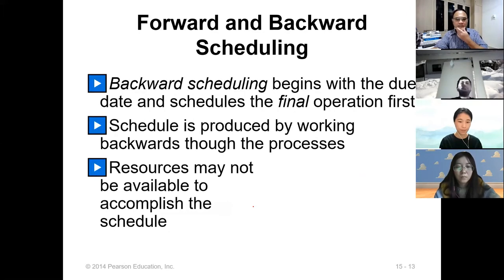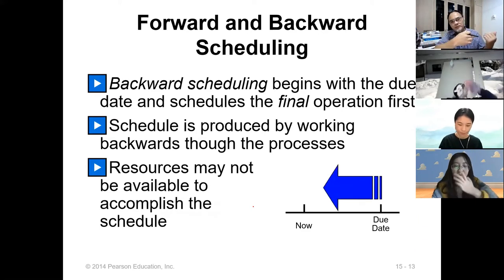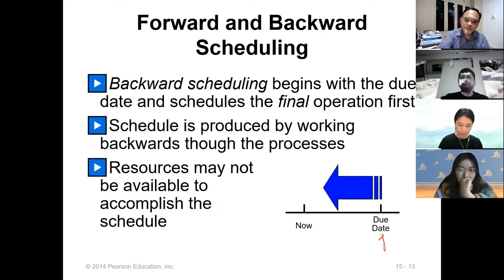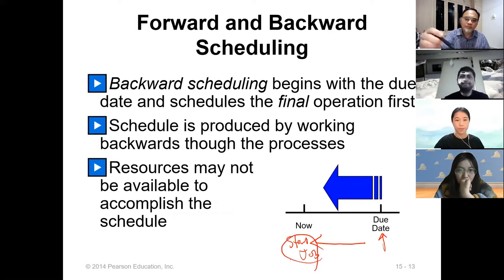Against backward scheduling, you begin with the due date and you work backwards. Okay, so due date known, then you work backwards. So you know when to start for a certain job, okay? And of course, it depends on how many processes it requires, how many steps, how many machines, okay? Then the schedule is produced by working backwards. Resources may not be available to accomplish the schedule, so you need to adjust.